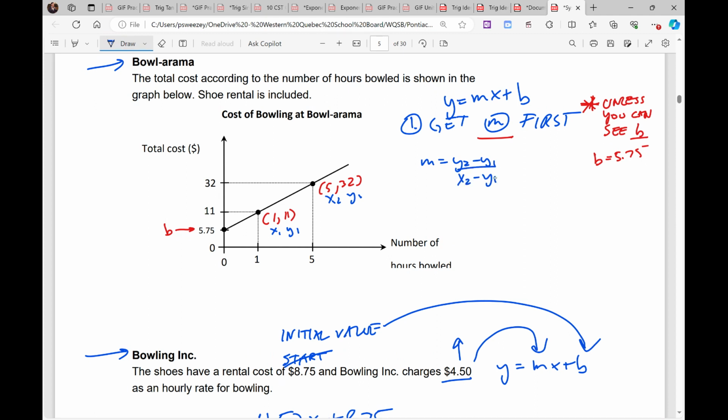Y2 minus Y1 over X2 minus X1. You could just write the triangle y over triangle x. This is more just me. So from there, we're basically just going to go ahead and write out our 32 minus 11 over 5 minus 1.